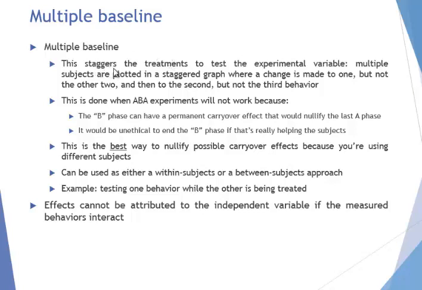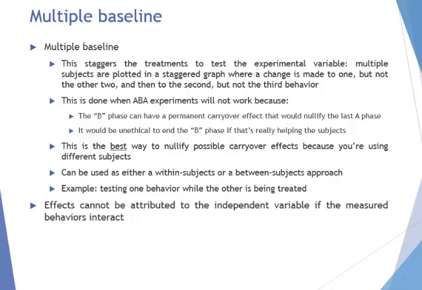is to use a multiple baseline. This staggers the treatment to test the experimental variable. Multiple subjects are plotted in a graph where change is made to one but not to the other two. You might have three subjects that are similar, maybe three children that are the same age, or three different behaviors that you're testing in the same child. And rather than treating them all at once, you stagger the treatments. You start one treatment in January, one in April, and one in June.